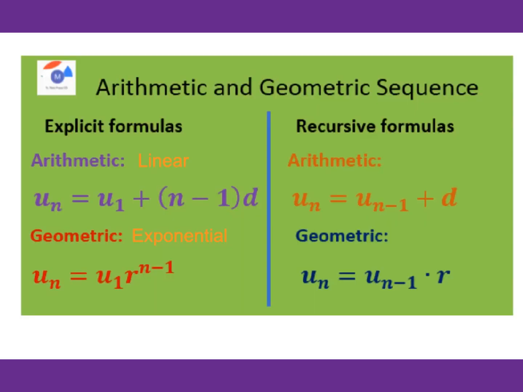Let's compare arithmetic sequence and a geometric sequence. For explicit formula, this is the formula. And also arithmetic sequence, that is a linear function. Geometric sequence will be exponential function. So for geometric sequence, this will be the explicit formula. For recursive formula, arithmetic sequence, that's the previous term, you add common difference. For geometric sequence, that's the previous term times the common ratio.